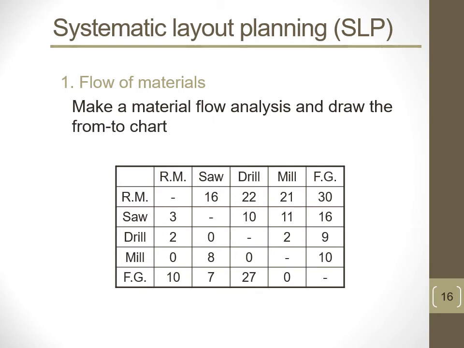An example is something like this. For example, from the raw material inventory, the number of parts or materials that are transferred in a certain amount of time is 16. From raw materials to drill, it's 22, and so on. So we construct such a from-to chart using the product, process and schedule design data.